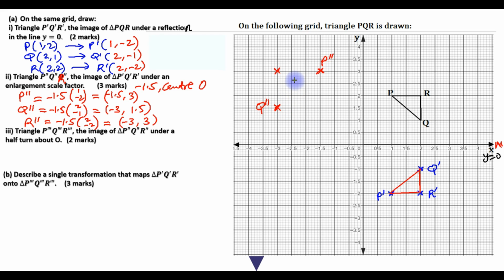So that is it. Therefore we join the points. So this is R double prime. So let us join Q double prime to R double prime, R double prime to P double prime, then P double prime to Q double prime. So that is the triangle, the image of the triangle under that enlargement. So the center, origin, that is what we have.